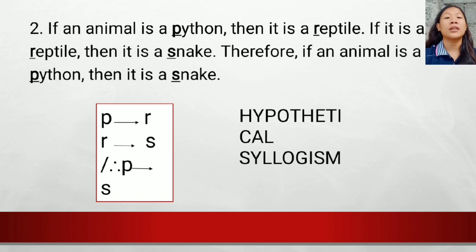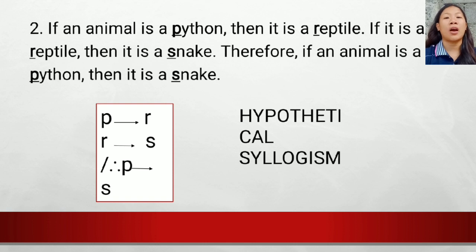So, the first statement is, if an animal is a python, then it is a reptile. So sa word pa lang na "if" and "then", mapapansin na natin na it is a conditional statement. In "if an animal is a python," we have the first antecedent, which is the underlined word, letter P. And the next is "then it is a reptile." Our consequence here is letter R. So, yung first premise natin is P implies R.